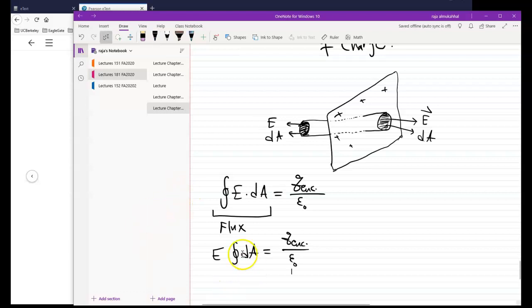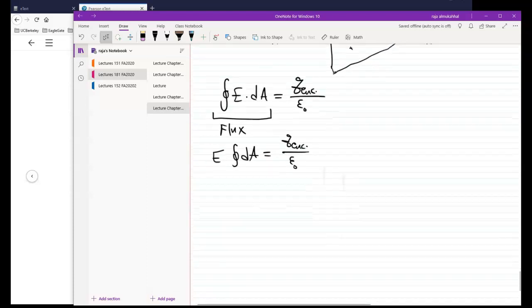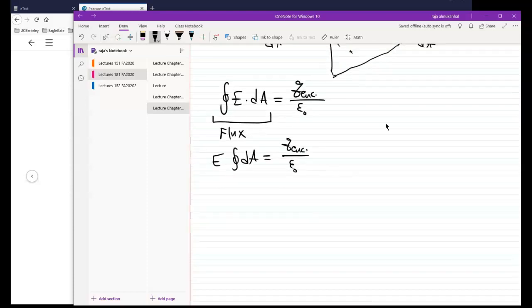Now, what does that mean? What is this integral of dA? It is nothing but the cross-sectional area of this pillbox, of this cylinder. Well, what is that? It's just pi r squared, but for simplicity, let's just call it A. So in this case, it becomes EA, which is the flux, equals Q enclosed over epsilon naught.